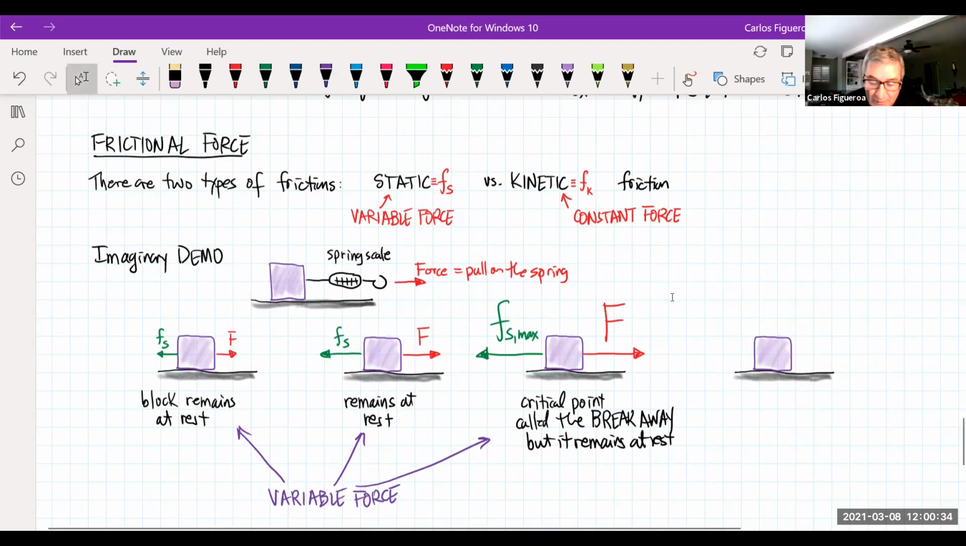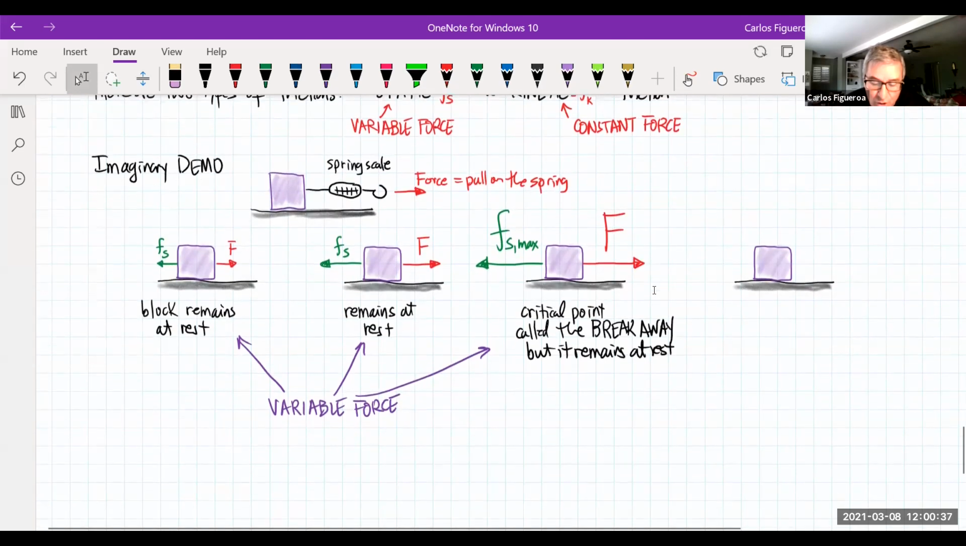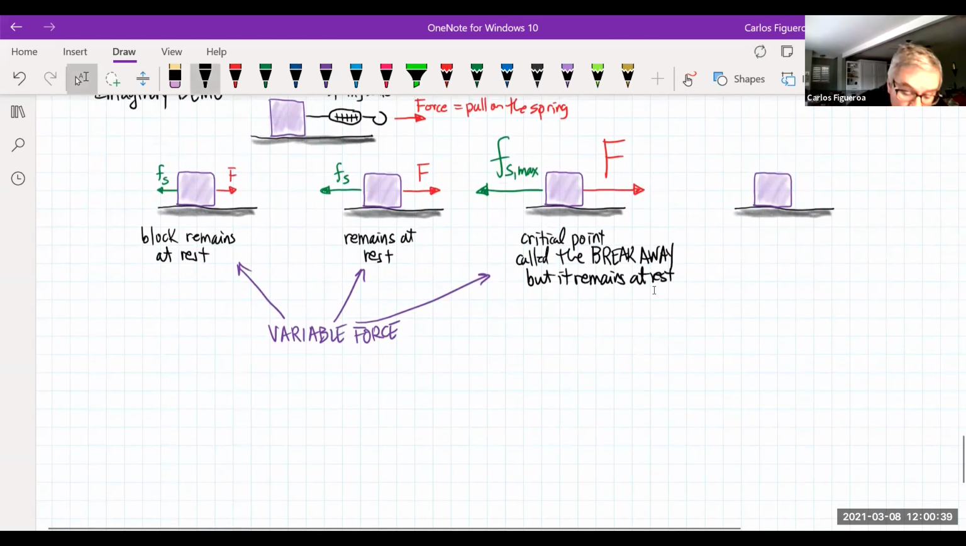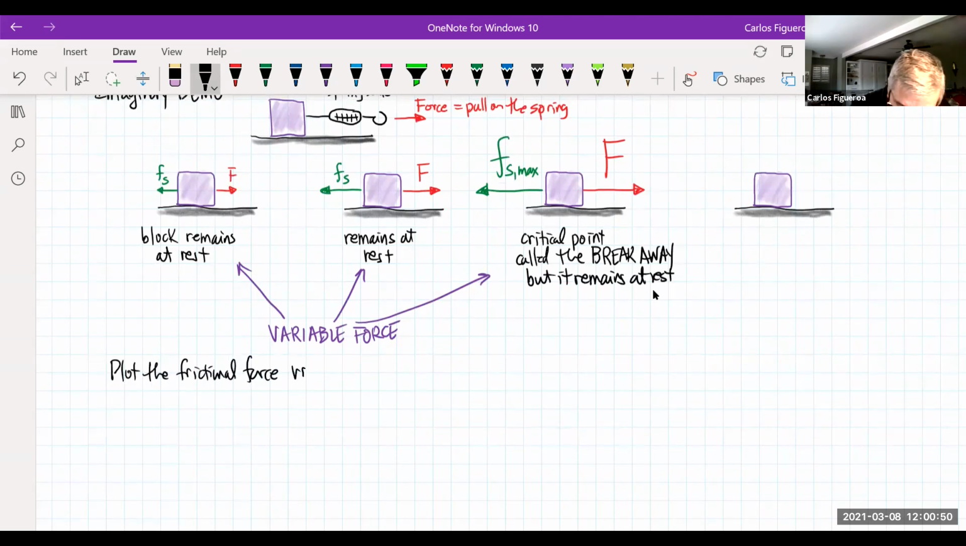And so what I'm doing here is that if we were to draw a graph, if we were to plot the frictional force versus time, what would I actually see here? What you're seeing here is that as I plot this, this frictional force is actually growing, and it doesn't grow linearly. So it continues to grow and grow and grow.